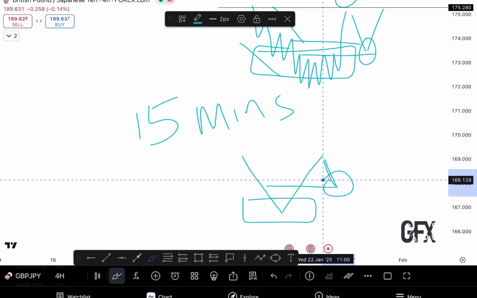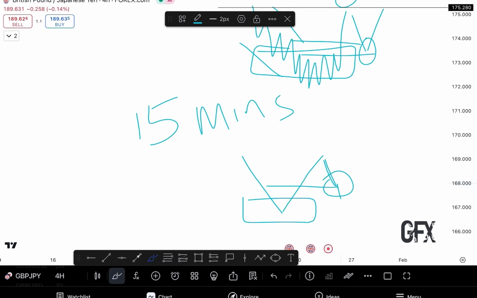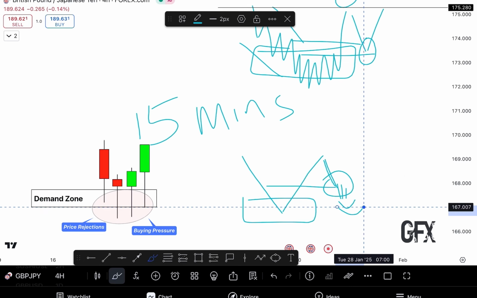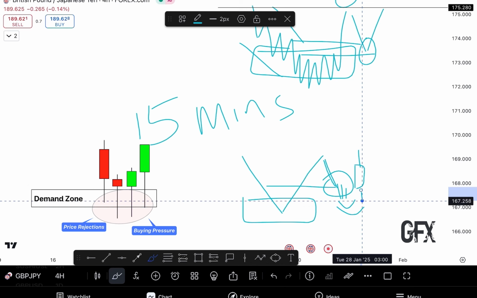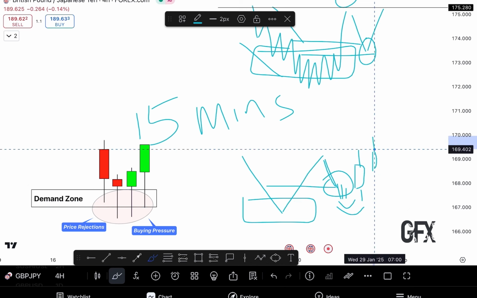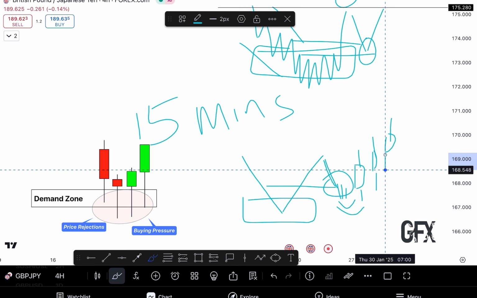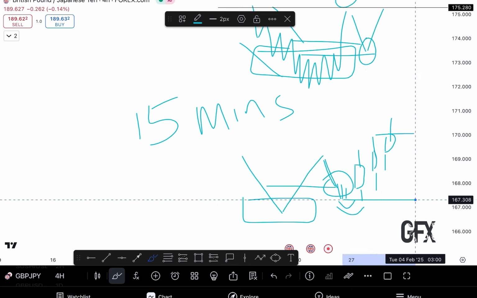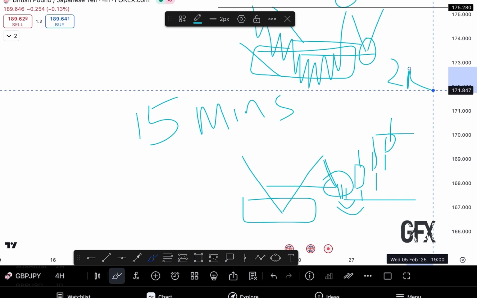On 15 minutes, what you're looking for now is weak rejections, failure of bearish candles to go to the downside. You're looking for one engulfing candle that shows bullish bias, or you're looking for little bullish candles that are coming in, showing that the bulls are stepping into the market. Then what do you do? You purchase, take your buys, put your SL below it, and target maybe say 2R. You get. So rinse and repeat, like I said.